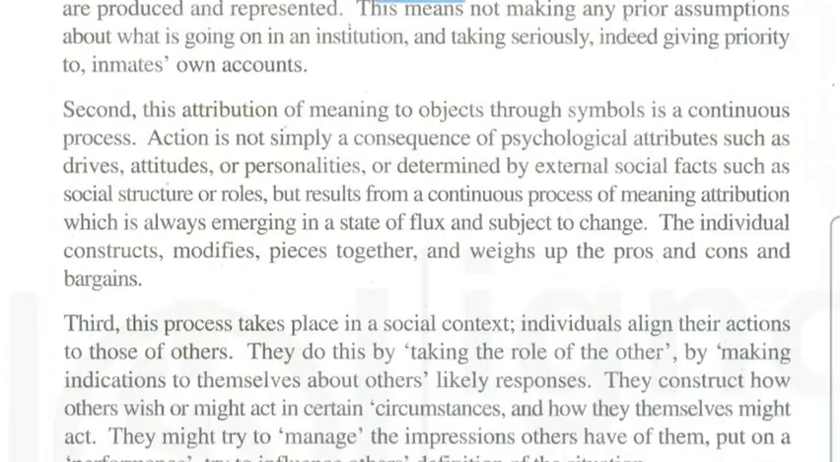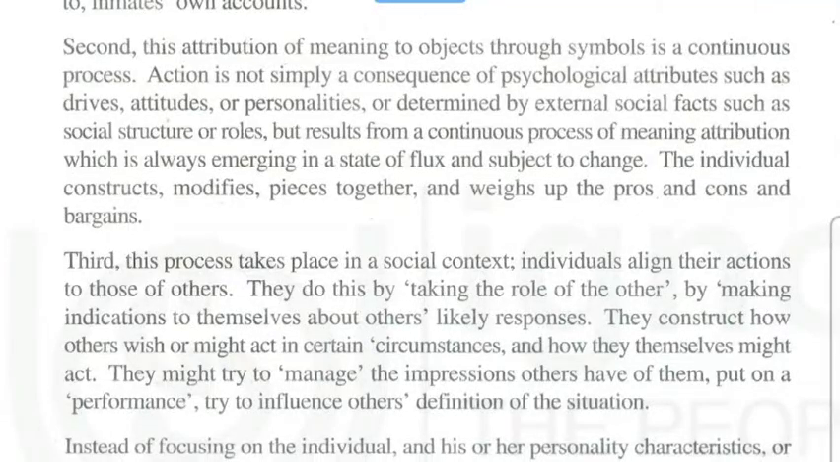Second, this attribution of meaning to objects through symbols is a continuous process. Action is not simply a consequence of psychological attributes such as drives, attitudes, or personalities, or determined by external social facts such as social structure or roles, but results from a continuous process of meaning attribution, which is always emerging in a state of flux and subject to change. The individual constructs, modifies, pieces together, and weighs up the pros and cons and bargains.